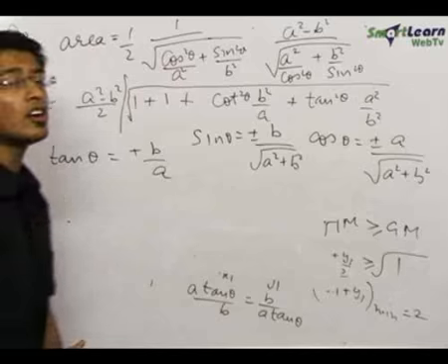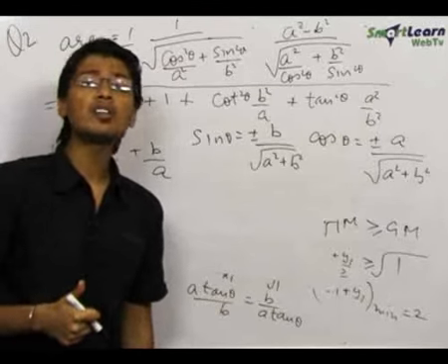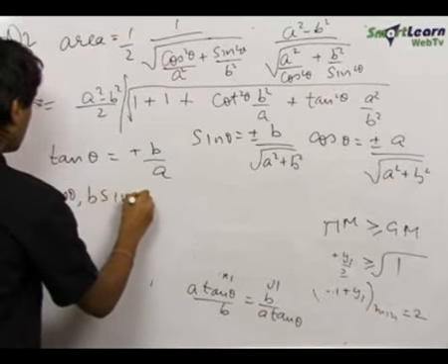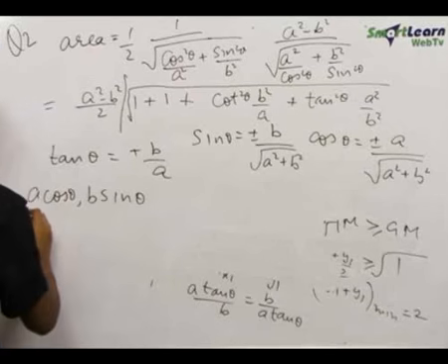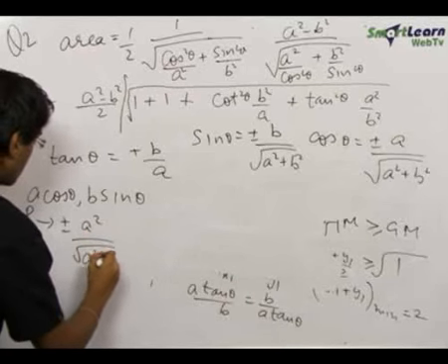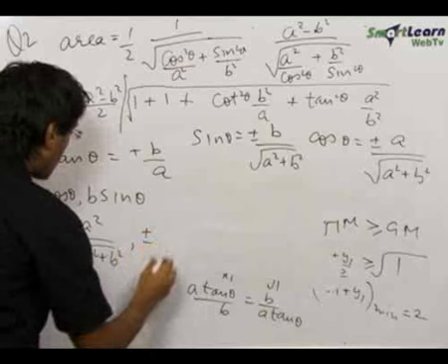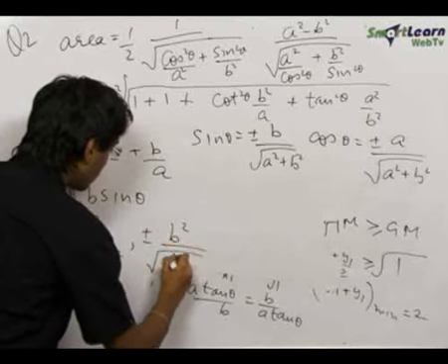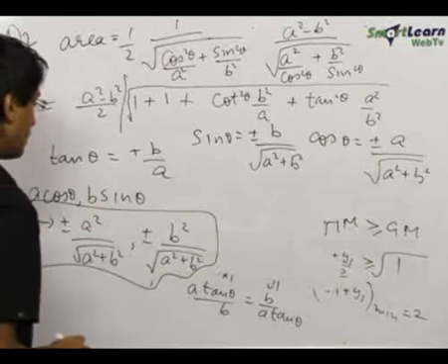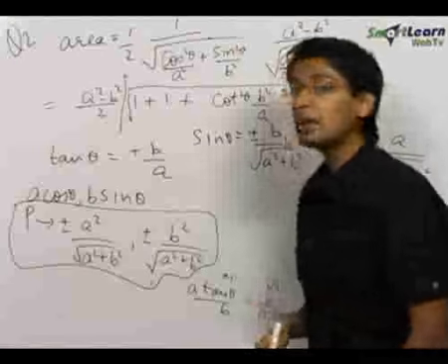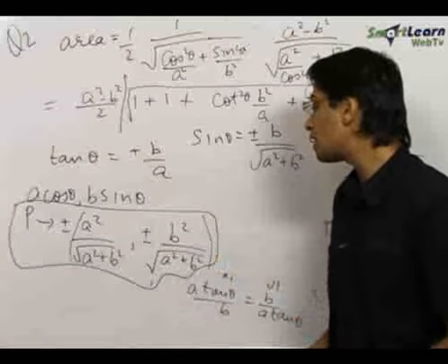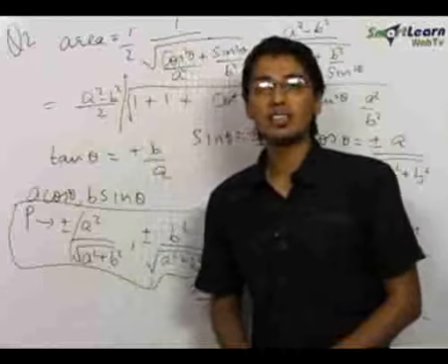And hence we wanted to find the point P for which the area of triangle PON is maximum. Our point P was a cos theta comma b sin theta, and hence our point P is plus minus a square upon under root a square plus b square, comma plus minus b square upon under root a square plus b square. Hence our point P for which the area of triangle PON is maximum is plus minus a square upon under root a square plus b square, comma plus minus b square upon under root a square plus b square, and this is our final answer.